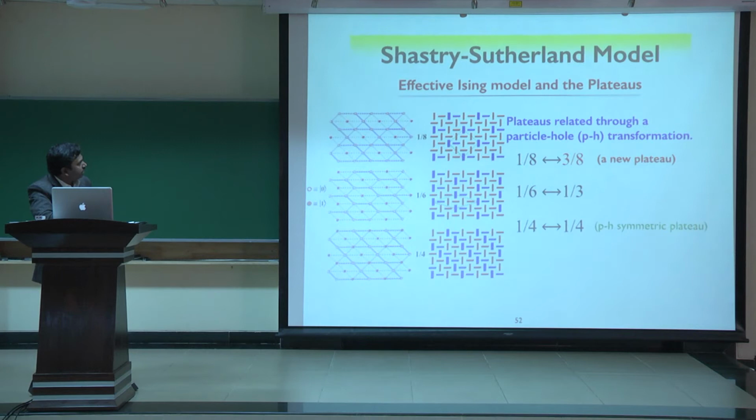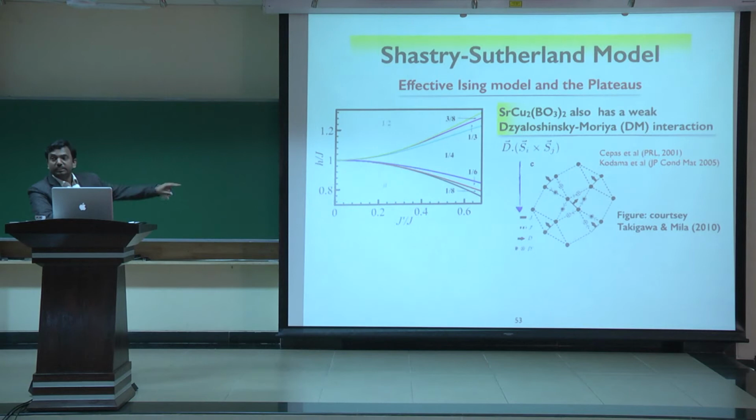Now, coming to the, so far the discussion for Shastry-Sutherland model alone. Now, as far as the strontium copper borate is concerned, people have experimentally seen that there is a tiny bit of DM interaction, which is about 1/10 of, or 1/100 of J. J is about 100K, and these are only a few Kelvins. So there is a Dzyaloshinskii-Moriya type interaction in this problem. A tiny amount, as compared to the J and J prime, the dominant couplings.